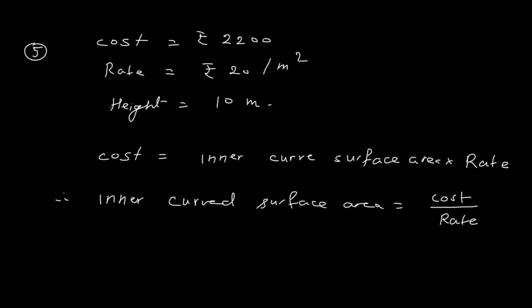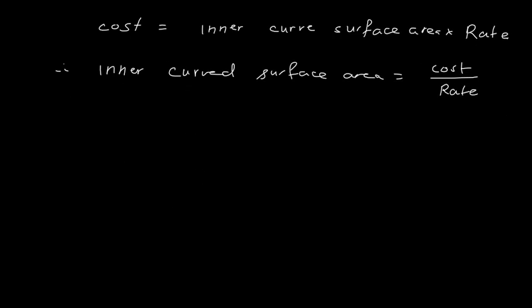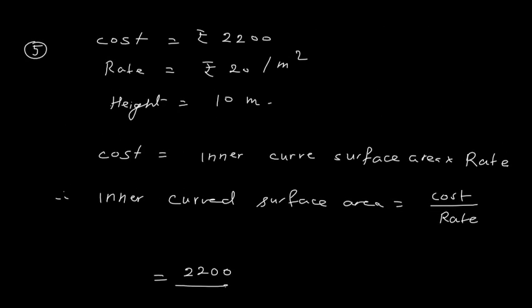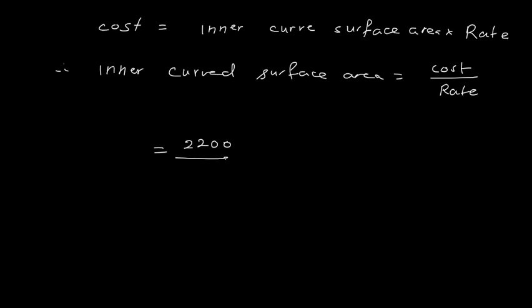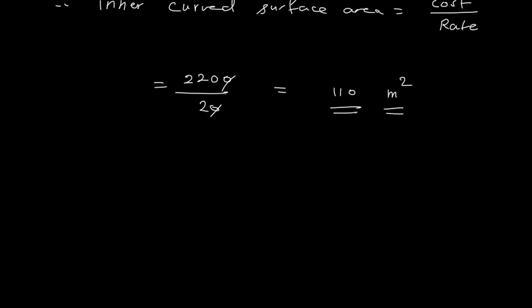So cost is 2200. So this equals 2200 divided by the rate, which is rupees 20. So divide by 20. This 0 cancels and I will get 110. So this is the inner curved surface area, 110 meter square. Now once I get the inner curved surface area, from that I can find the value of r.